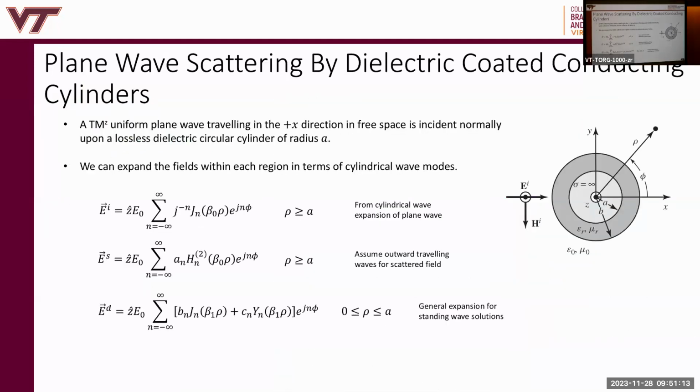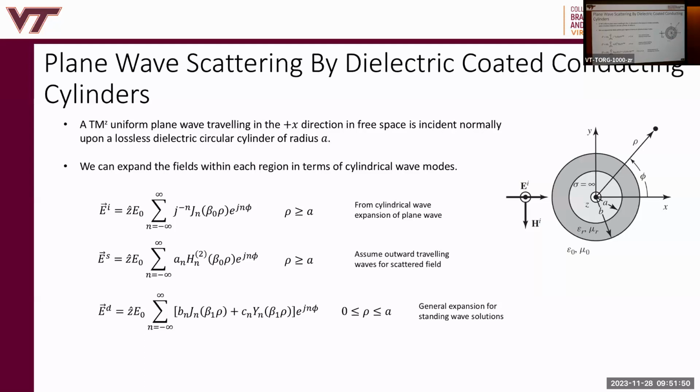Okay, let's do one more really cool example. Plane wave scattering by a dielectric coated conducting cylinder. So now we have two interfaces, two boundary conditions, right? We have a PEC cylinder here of infinite conductivity with radius A, which is centered at the origin with its axis in and out of the board. And we have a dielectric coating, right? So there's another dielectric cylinder of radius B, but it's sort of a hollow cylinder, right? It goes from radius A to B, epsilon R mu R, that coats the metallic cylinder.